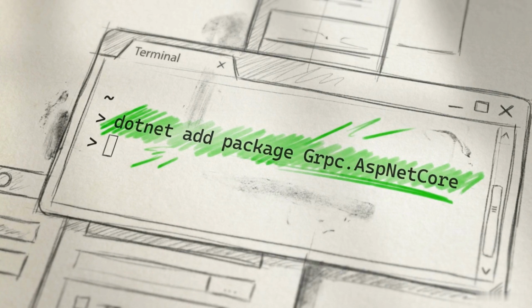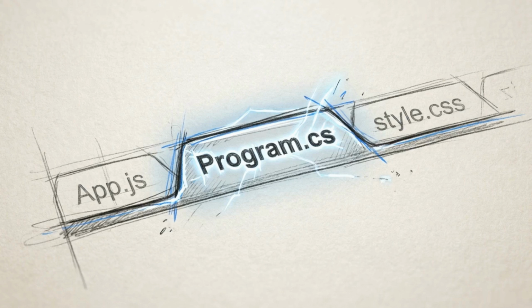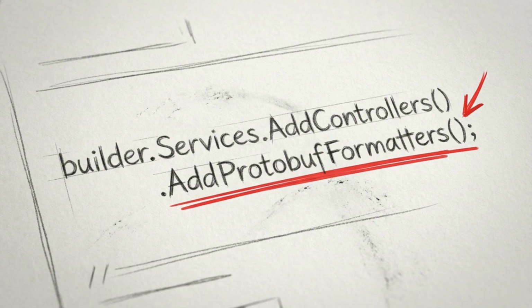Now, install the Protobuf NuGet packages. NuGet downloads and installs external libraries. Once installed, navigate to program.cs. Next, append the Protobuf formatters to your service container builder. You do this by attaching the Protobuf formatting extension directly to the Add Controllers chain.